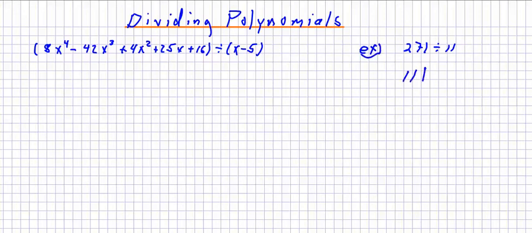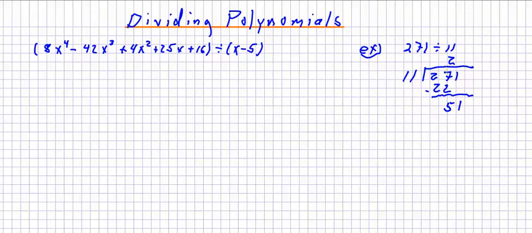We did the problem like this: 271 inside, divided by 11. 11 goes into 27 twice, and then we multiplied 2 times 11. Now, the only difference is most of you don't write this 22 down. You just keep it in your mind, and you subtract, and you write down the result of the subtraction, 51.